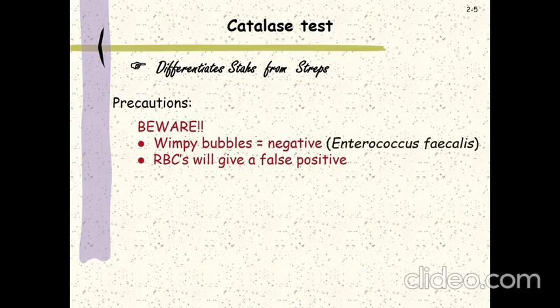Another thing that will cause wimpy bubbles is red blood cells. Red blood cells are torn apart with hydrogen peroxide and they'll give you a false positive. Which, side note, hydrogen peroxide is actually useful to get blood out of things because it will really destroy the red blood cell, but you'll get that bubbling that comes out, so you know it's working.